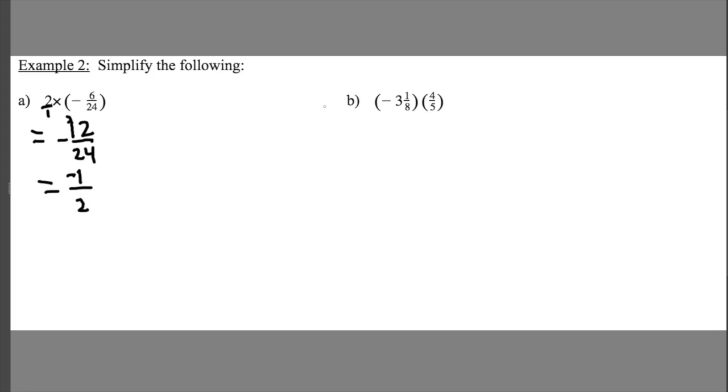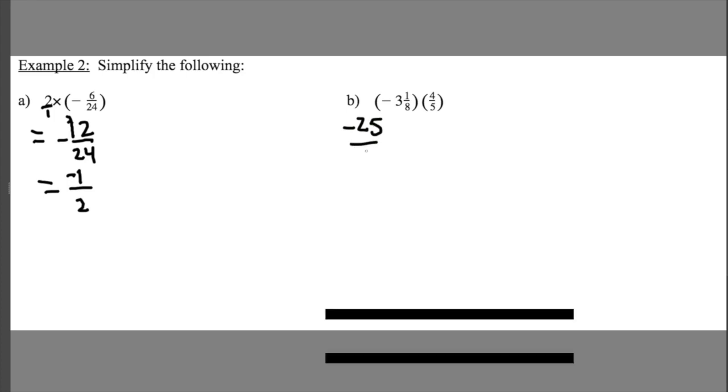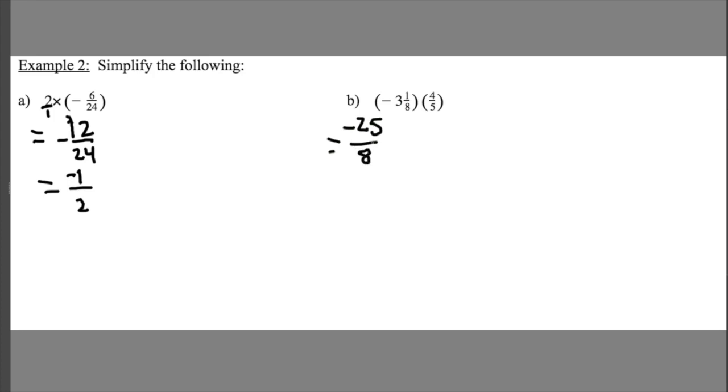Alright. For the next one, we have another mixed fraction. 8 times 3 is 24, plus 1 is 25. So we're going to get negative 25 over 8. Then the other side is 4 over 5. So you multiply numerator by numerator, you get negative 100. The denominator would be 40. And then we can actually reduce this. We just divide by 20, so you get negative 5 over 2.